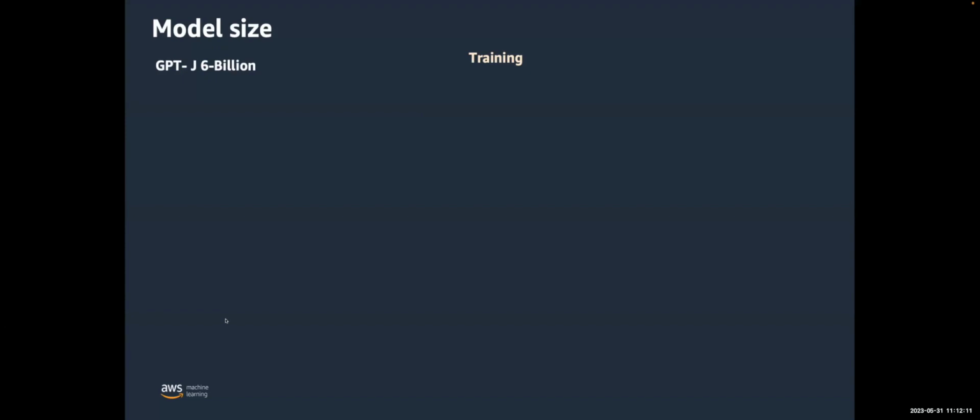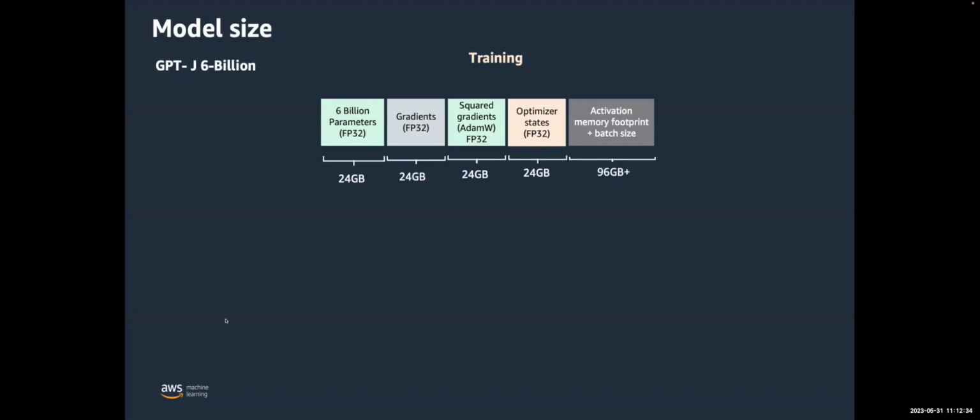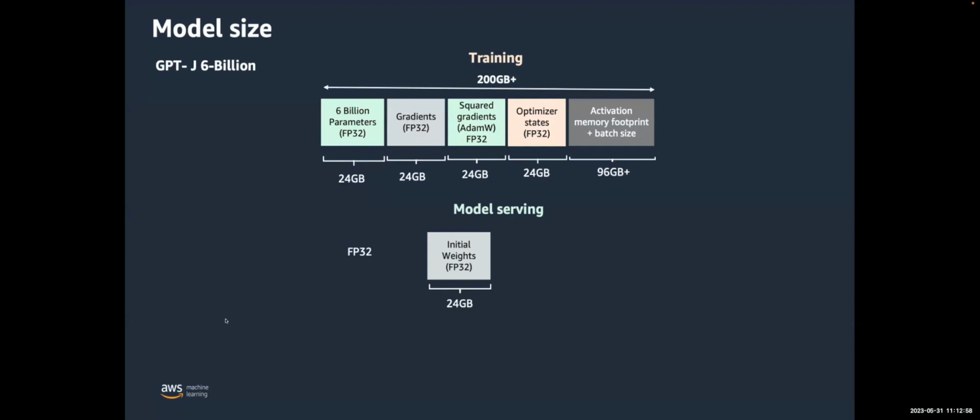For example, for this one, for the FP32, you require around 24 gigabytes to load the parameters, and then the same for gradients, and the same thing for squared gradients and optimizer states, and some activation memory footprint plus batch size, which accounts for more than 200 gigabytes for training. And when it comes to model serving, to load this GPT-J in float 32, you're gonna need at least two times model size CPU RAM, one for initial weights and another one for the checkpoint.